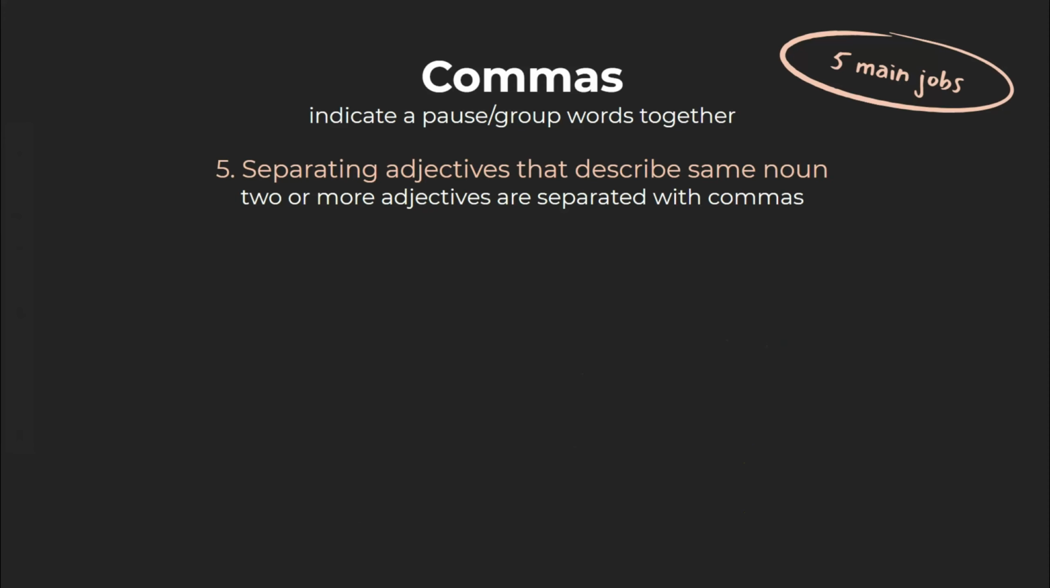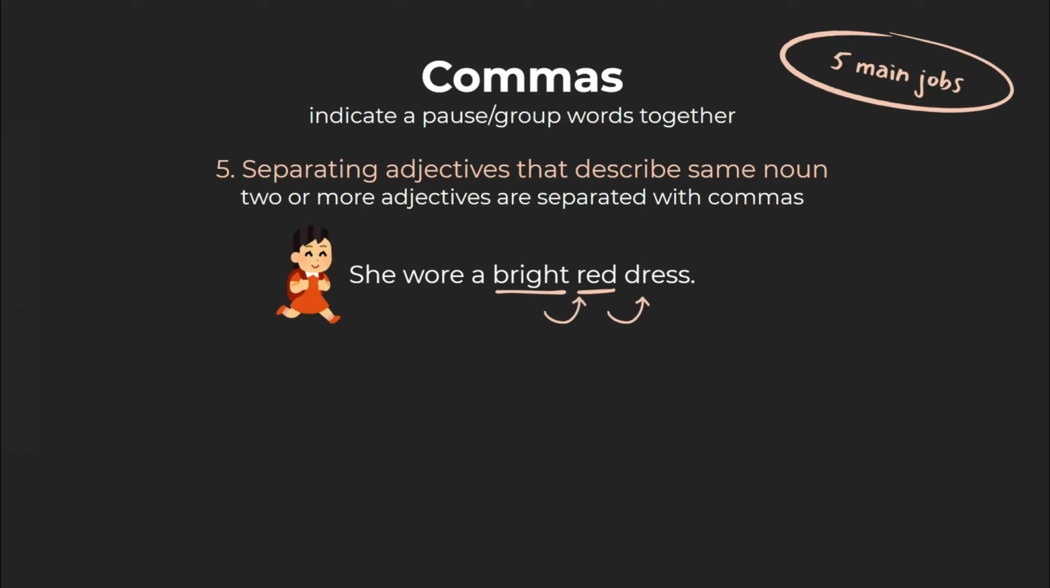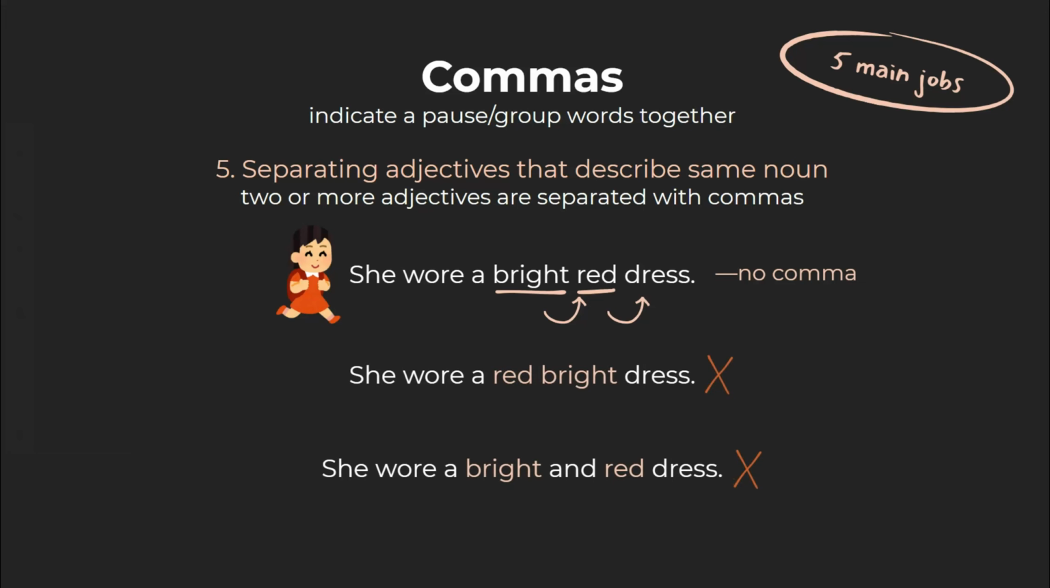On the other hand, in the sentence, she wore a bright red dress, although bright and red are both adjectives, they're not both describing the dress. Red describes the dress, while bright describes the shade of red. Therefore, in this case, we don't add a comma. And our test confirms this. It wouldn't sound right to say, she wore a red, bright dress, or she wore a bright and red dress.